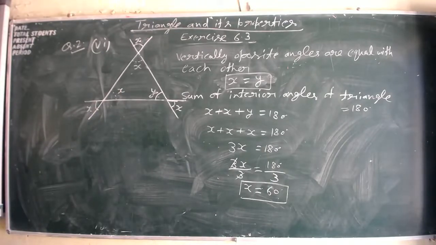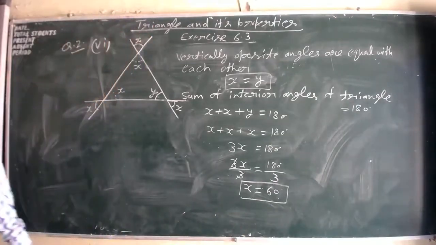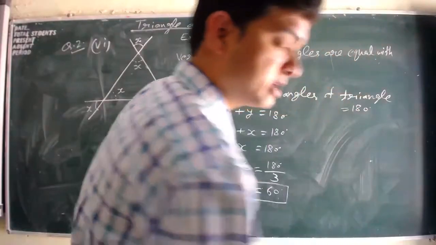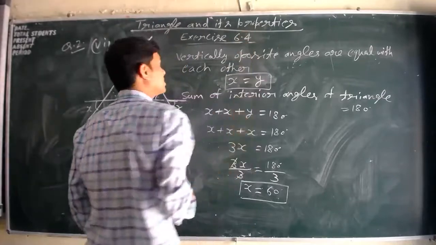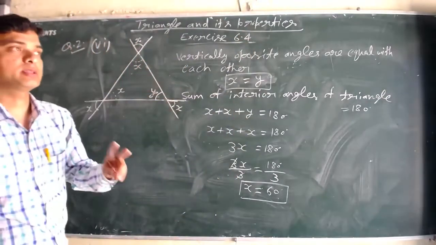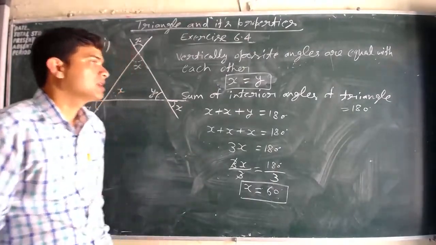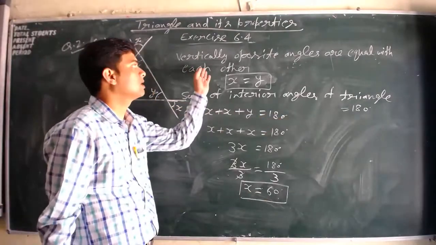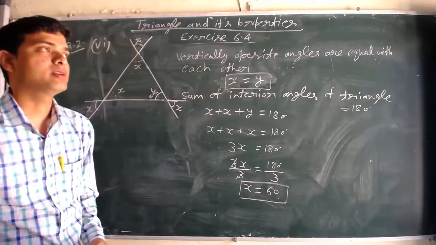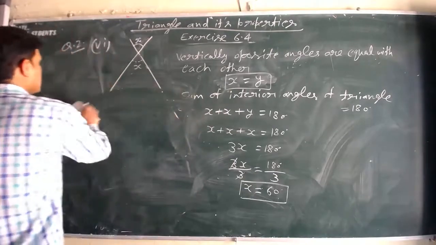Okay, next one is exercise 6.4. 6.4 is quite a simple exercise. ये आपने नोट कर ही लिया होगा, 6.3 is completely based on two properties. These are: exterior angle is equal to the sum of two opposite interior angles, and the sum of interior angles should be equal to 180 degrees. और ये property जो है हमने exercise 5 में, lines and angles में, पढ़ ली थी.